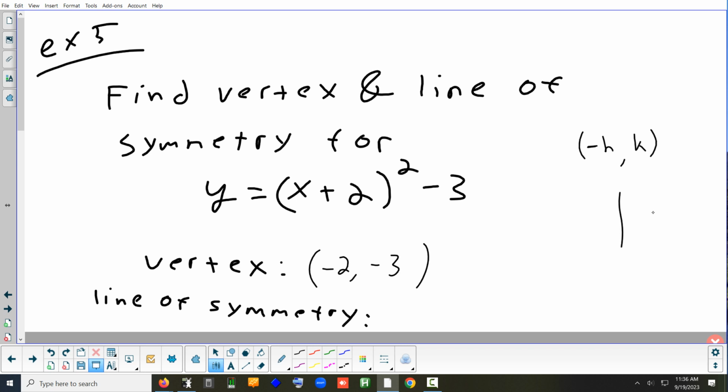So think about where the vertex would have been originally. It always starts at the origin. And a +2 is going to shift it left 2, down 3. So if you move this left 2 and then down 3, you end up exactly at -2, -3. Okay, line of symmetry. What letter goes on the left? X. So it's x because it's vertical. And what number goes on the right? Just the opposite of h. That's the vertex and the line of symmetry for this parabola. You just have to remember opposite of h, comma k.